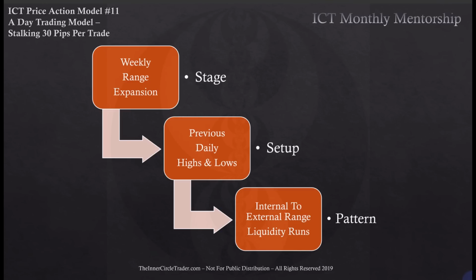The stage for this model is obviously still working within the weekly range expansion. Now you're probably noticing that that's pretty much the stage for all of them, and that's the definition that promotes a high probability trade. If we're trading in that direction of that weekly range expansion, okay, and right away the question is going to be, well, how do I know what direction that is?